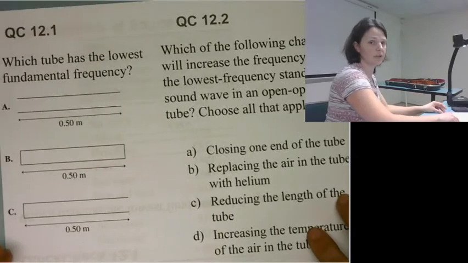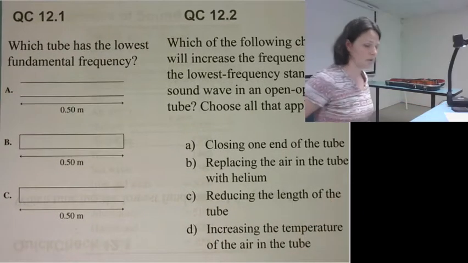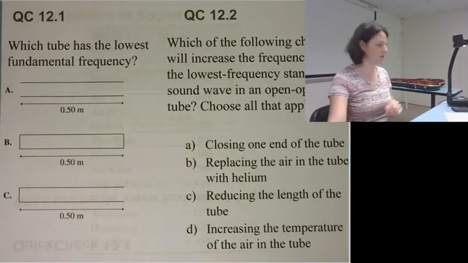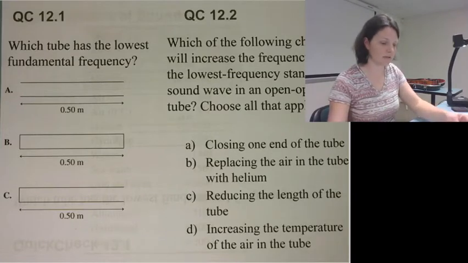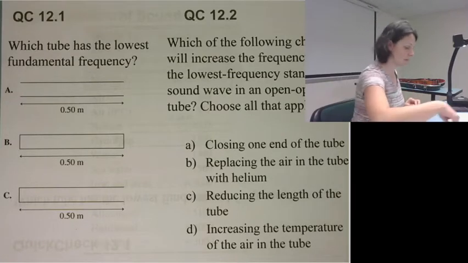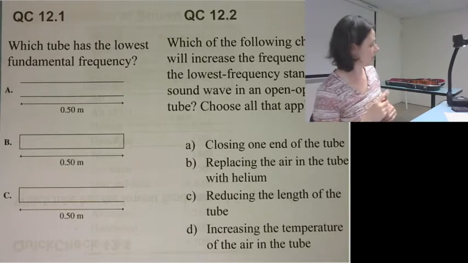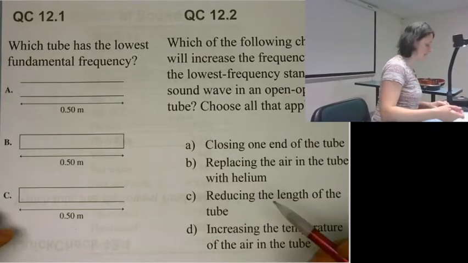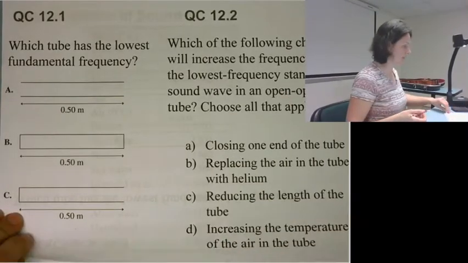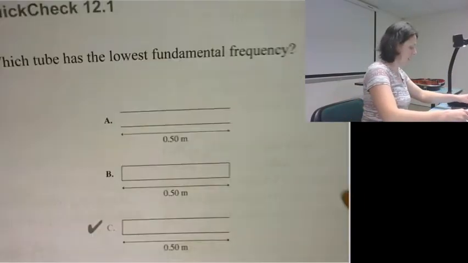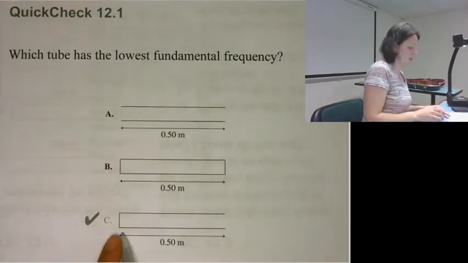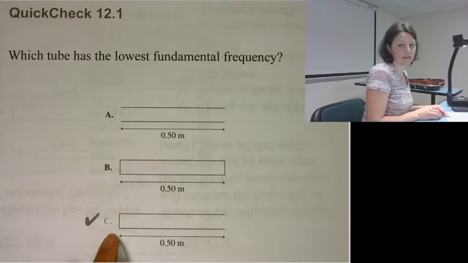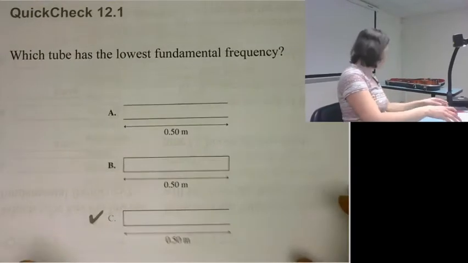Let's do a couple quick checks. So pause it, get your answer, and we'll go over the correct answers once we're done. So which tube has the lowest fundamental frequency? And that is the tube that is closed on one end.